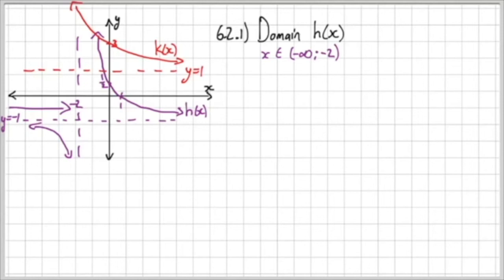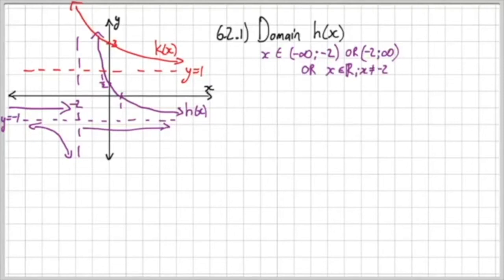Let's look at the leg in the first quadrant. The leg in the first quadrant starts from negative 2 and goes to positive infinity. Again, it doesn't touch negative 2. Now, this basically means x can be any number but negative 2. So I'm just going to rewrite it as x can be any number, so x is an element of real numbers, but x can't be negative 2.